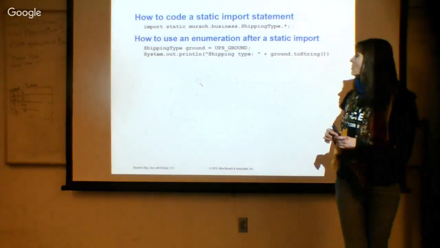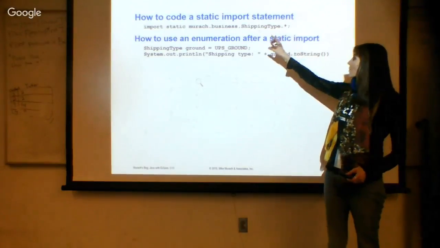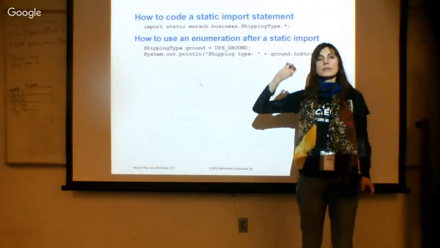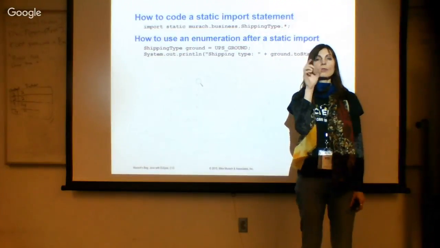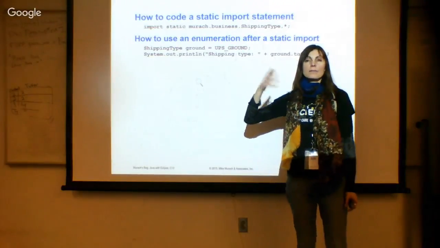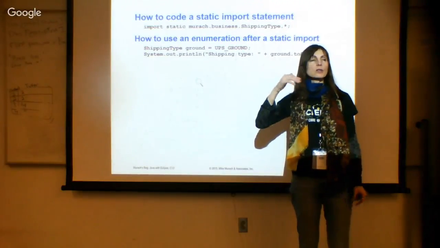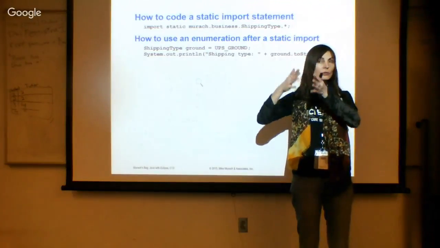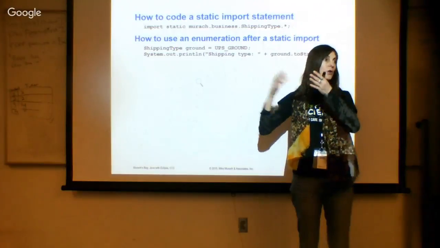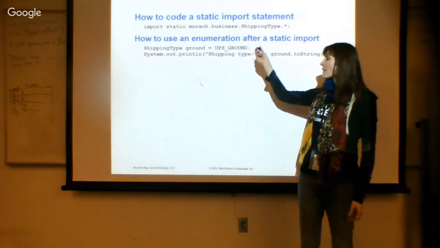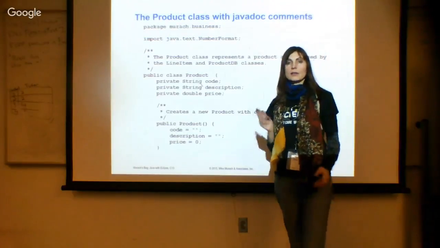You can also call. You can use enums as static imports, which means you don't have to say shipping type dot. You can just say UPS ground. But this is more confusing, so it's encouraged as a better practice to actually spell out the name of the enum dot the constant, right? But this is valid syntax. It will not give you a syntax error.